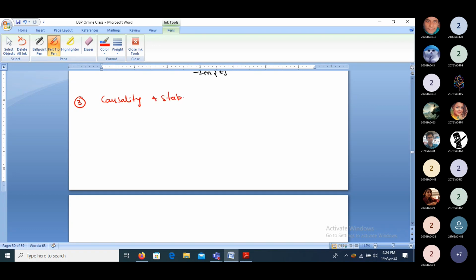The main objective of why we go for the Z transformation is one of the most important points: causality and stability of the LTI system. In general, we can't judge whether the system is exactly causal or not, or exactly stable or not. But by using the Z transformation technique, you can easily say whether the system is causal or anti-causal, stable or unstable, or causal and stable. Are all of you following?